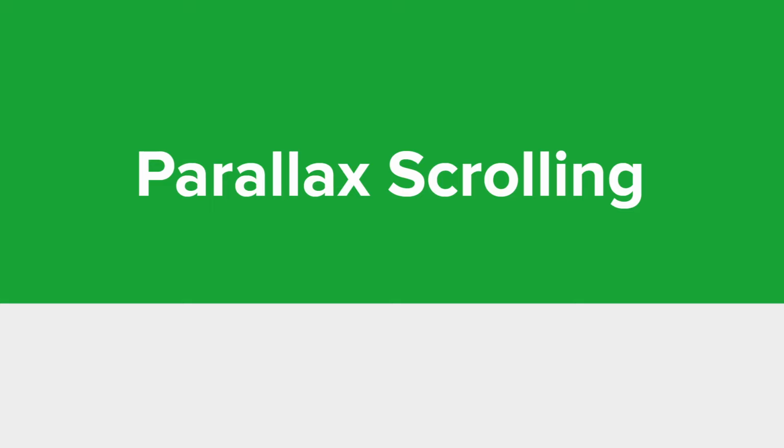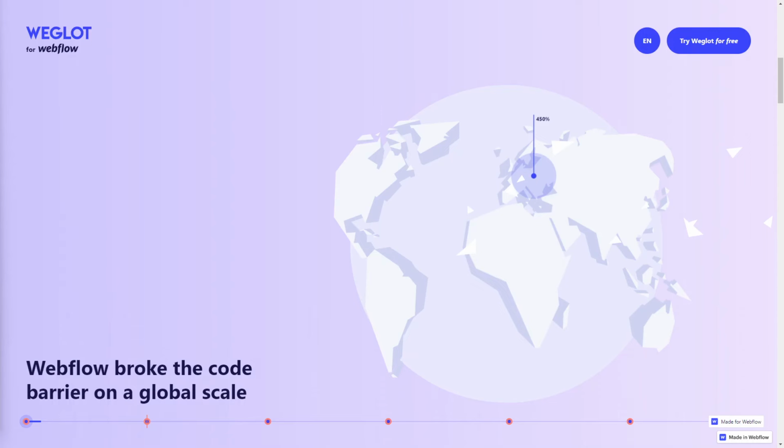Next up, we have parallax scrolling. Parallax scrolling is a design technique that creates the illusion of depth by moving the background of a web page at a different speed than the foreground. A really good example is the Weglot website for Webflow. Weglot expands the reach of Webflow and it lets designers create multilingual sites without having to know another language.